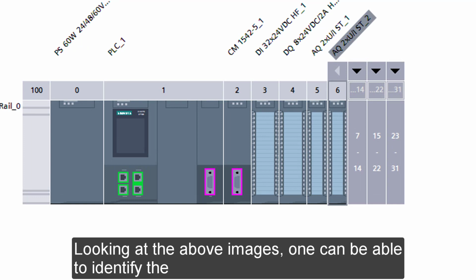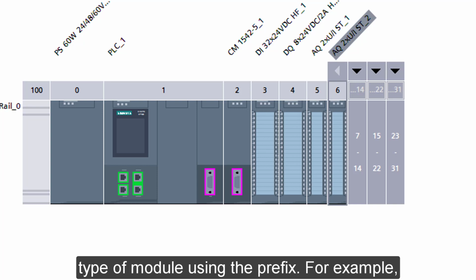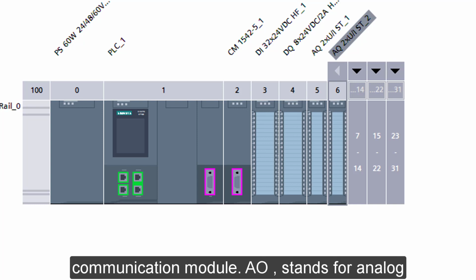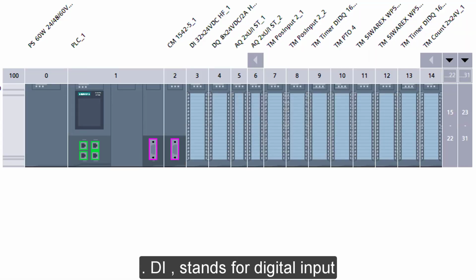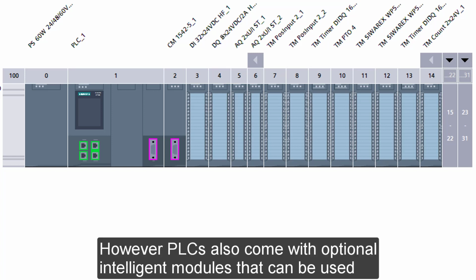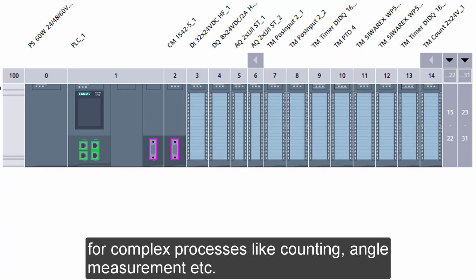Looking at the above images, one can identify the type of module using the prefix. For example, PS stands for power supply. CM stands for communication module. AI stands for analog input module. AQ stands for analog output module. DI stands for digital input. DO stands for digital output. However, PLCs also come with optional intelligent modules that can be used for complex processes like counting, angle measurement, etc.